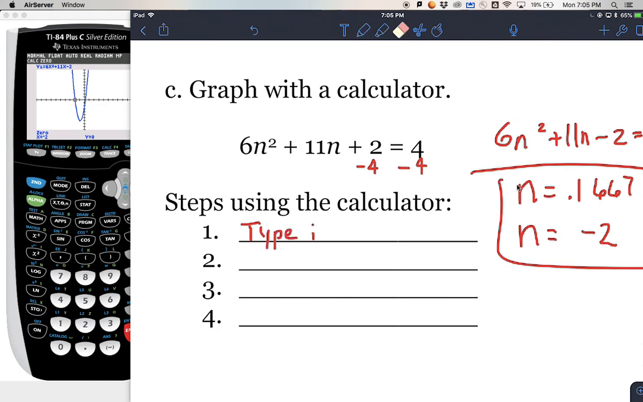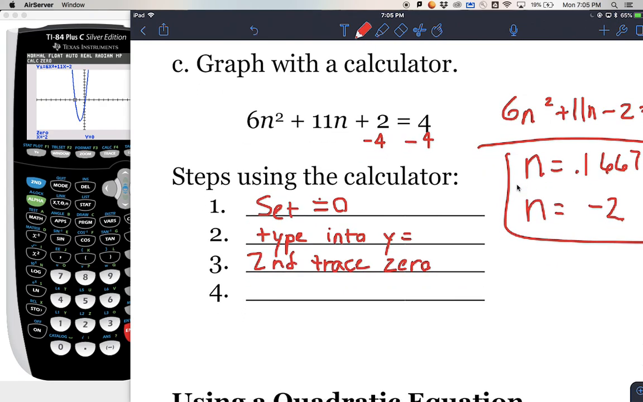Oh, well, here, let's put this actually. Let's solve for y, or let's say set equal to 0. So set equal to 0, type into y equals, then use second trace, 0 to get your zeros. And then I'm not sure what was supposed to go there for the next step after that here.